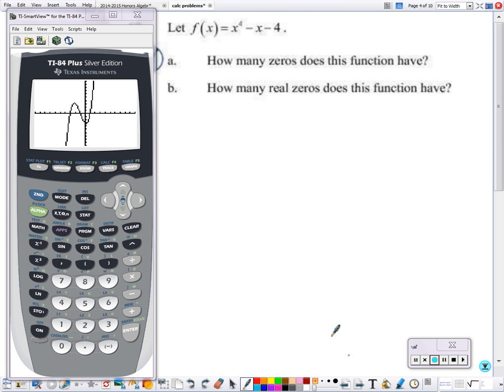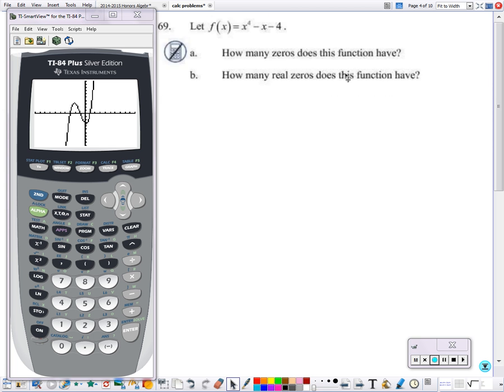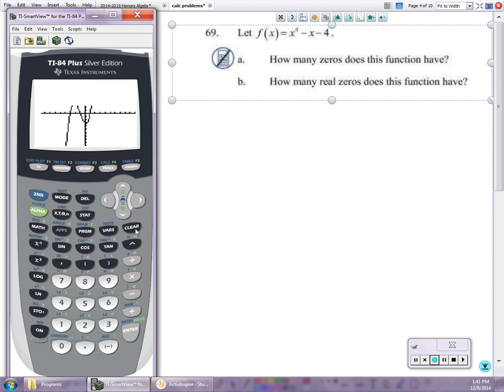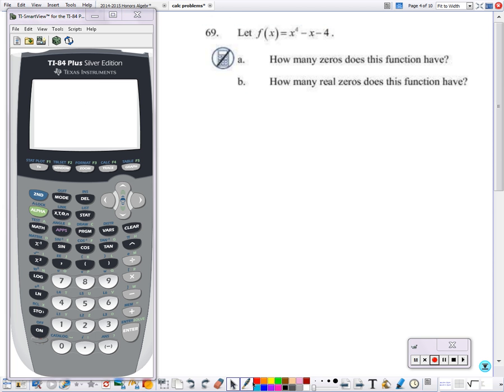Okay, so the next problem is part calculator, part non-calculator. Problem 69. Now part A, for how many zeros does the function have? I can look at the highest degree, and there is going to be 4 of them. For real zeros, notice we can use a calculator for this problem. I'm going to look and see how many x-intercepts I can see.